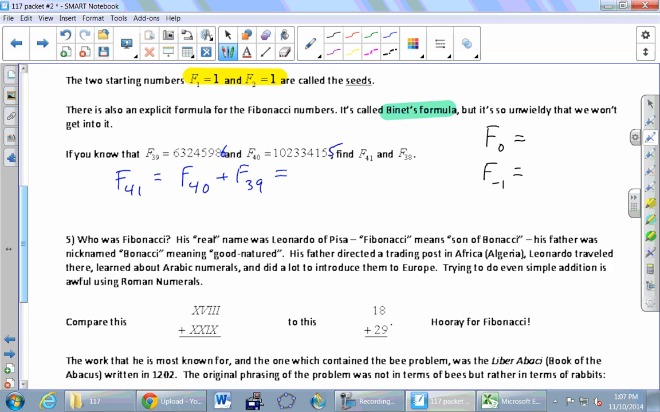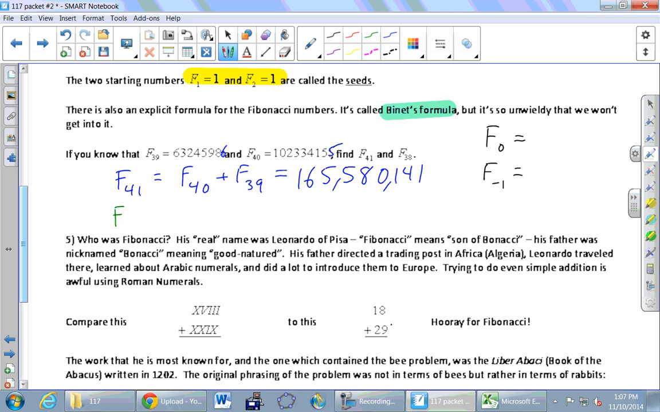So somebody with a calculator. Louder, Sam. Okay, that seems reasonable, 165 million. Okay, so that's that one.